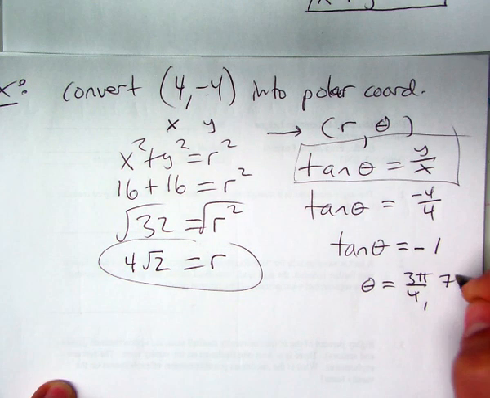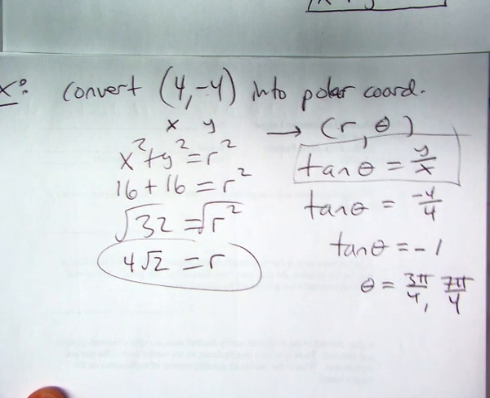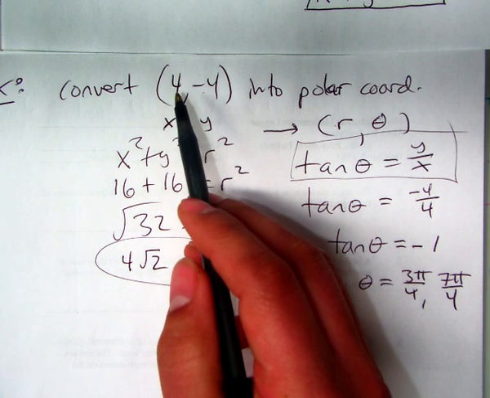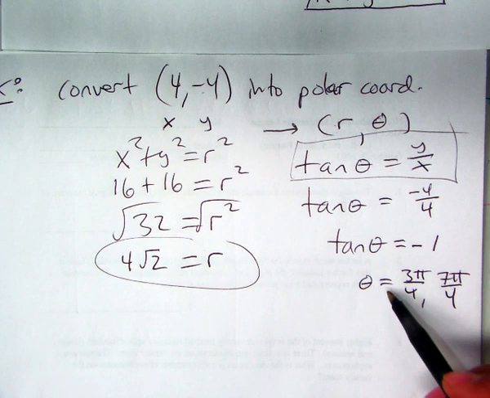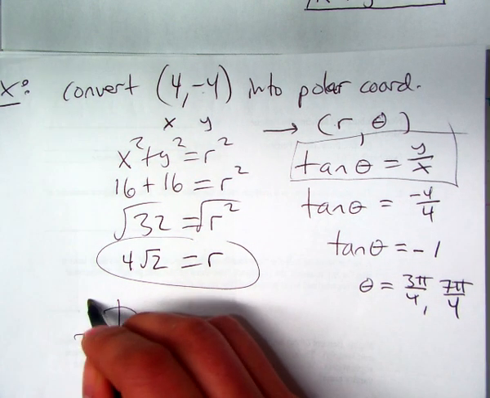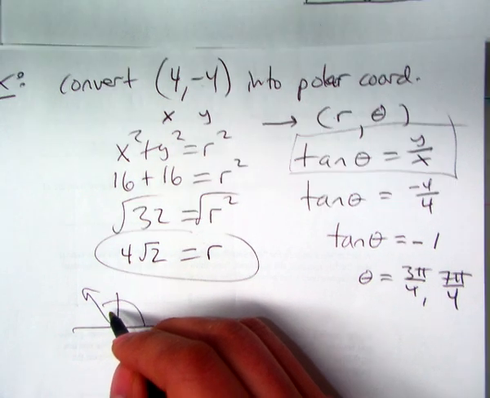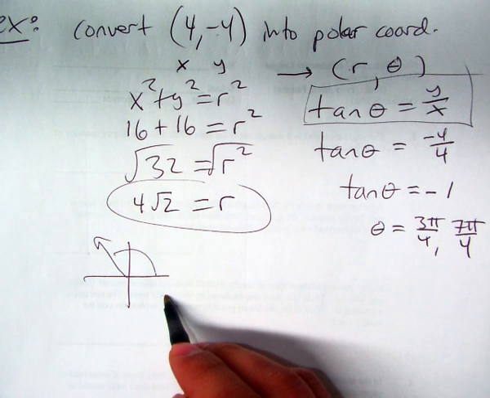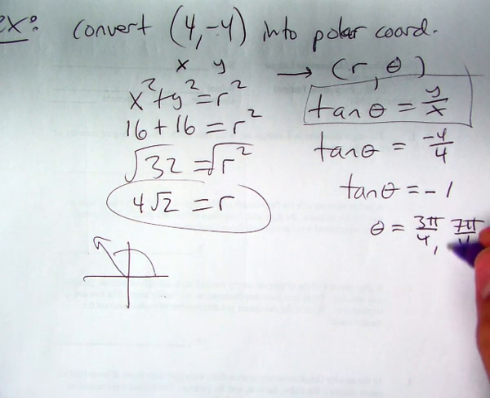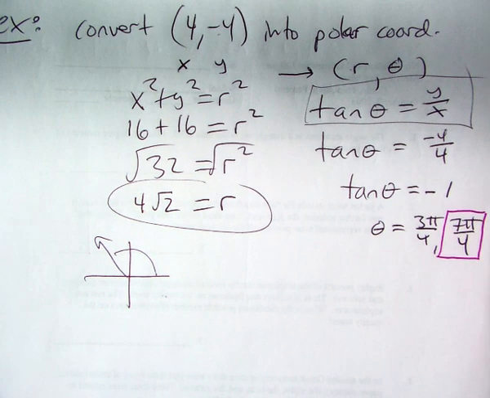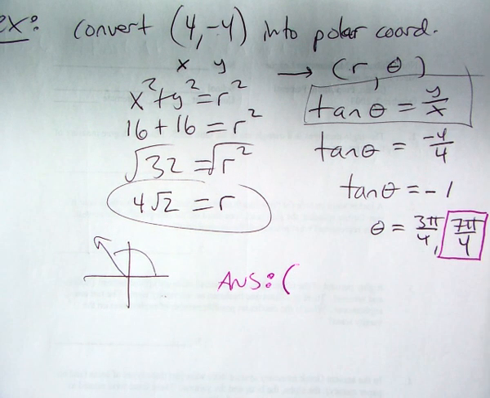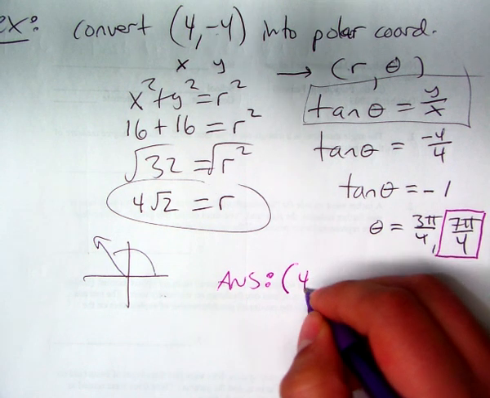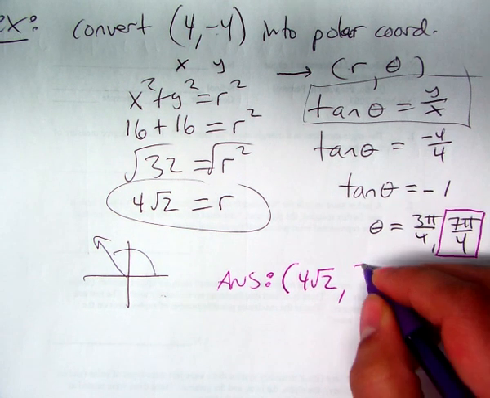Now we have to make a decision. Here's how we can do that. What quadrant is 4, negative 4 in? 4, negative 4 is in quadrant 4, right? 3 pi over 4 would get us to quadrant 2, which we don't want to do, right? We want to end up down here. So which one do we pick? We use this one. So then our answer is going to be what radius? 4 root 2, and our angle is 7 pi over 4.